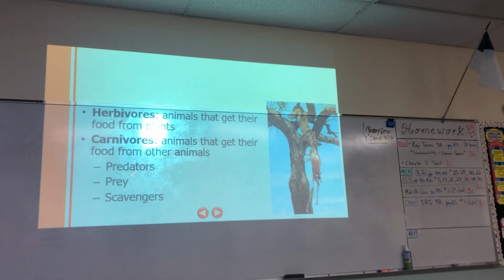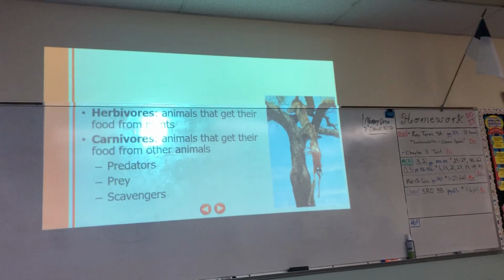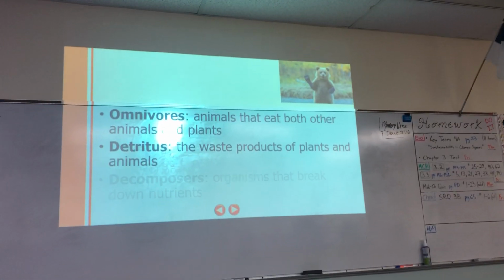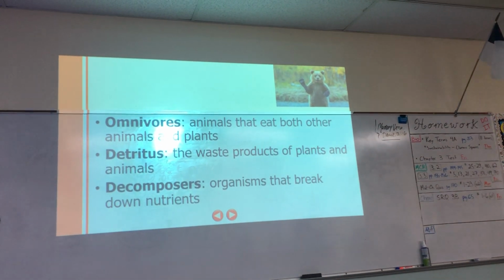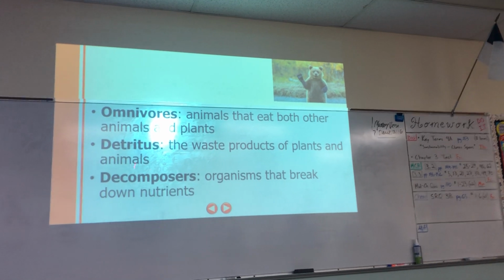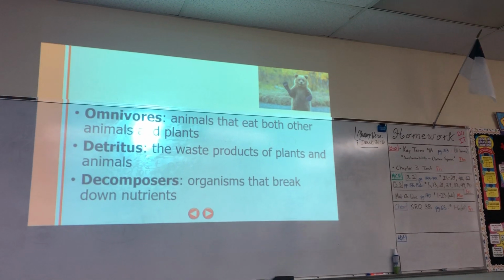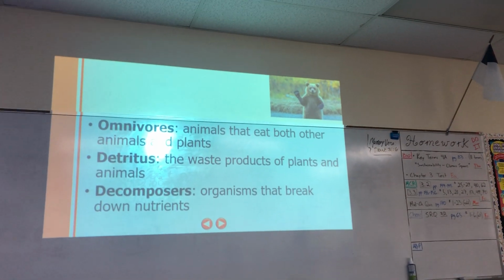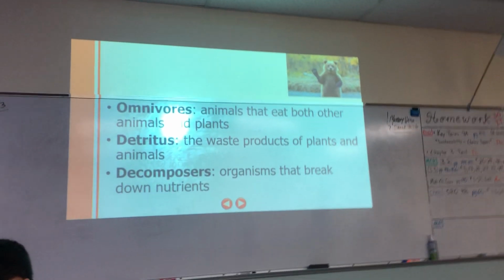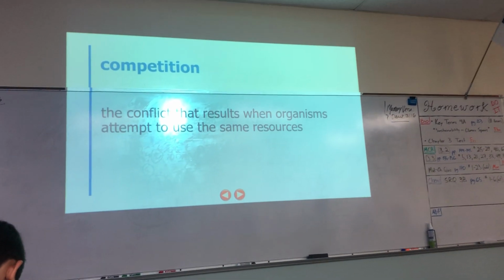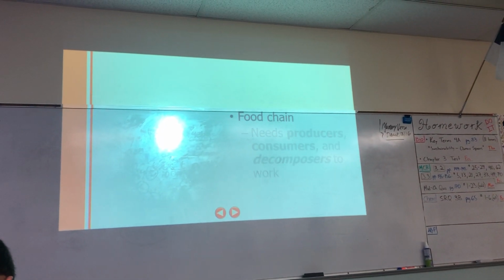Know the difference between a predator, prey, and a scavenger. Okay? Herbivores versus carnivores, you know the difference between that. Know that an omnivore eats both plants and animals. Okay? Detritus is going to be what we become when we die. Okay? And decomposers are the things that eat that up. Okay? Decomposers are going to basically eat everything at some point. Alright? Competition, know the definition of that.